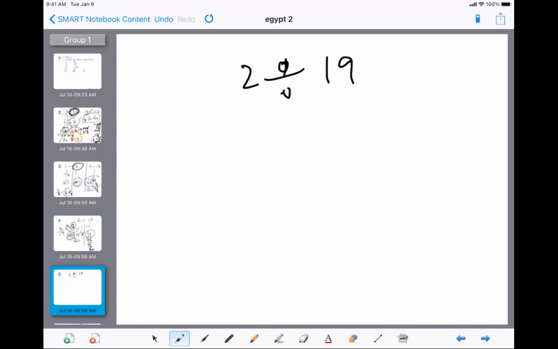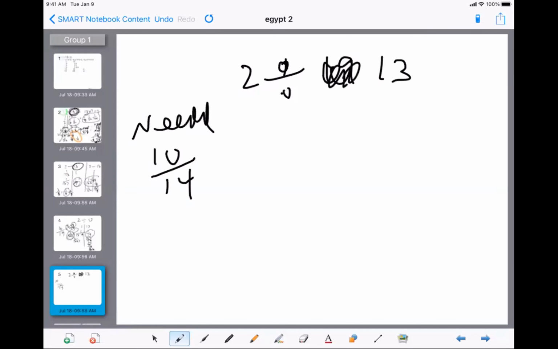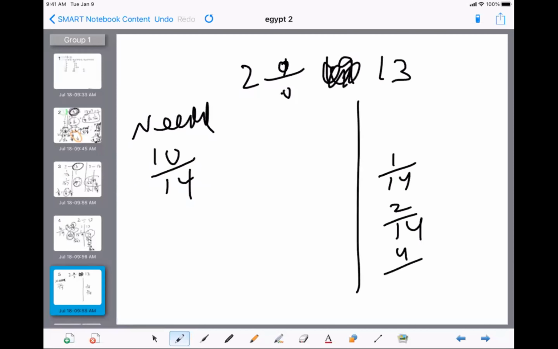Imagine I didn't need 10/19. I needed, sorry, this was a 13 here. I don't want to do 13 times 19 because I'm going to get an odd number. So imagine I needed 10/14. The way I would get to those 10/14ths would be to go through 1/14, 2/14, 4/14, and then 8/14. And I would use the 8 and the 2.